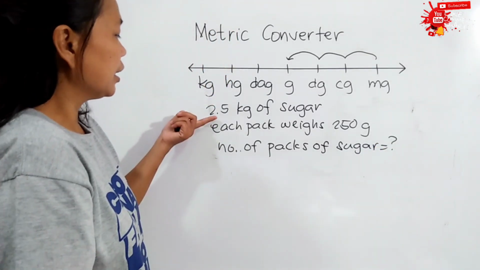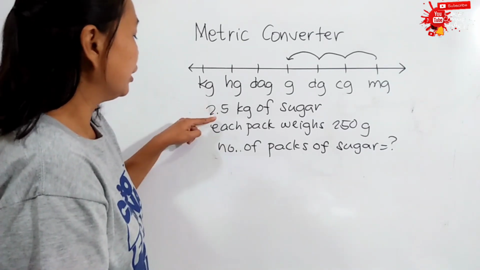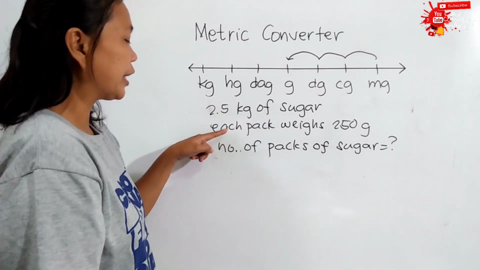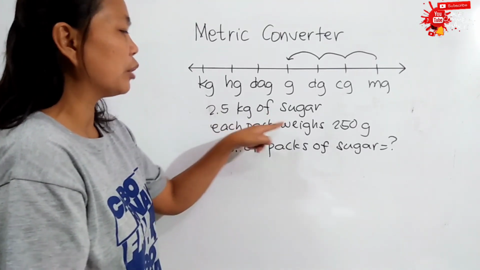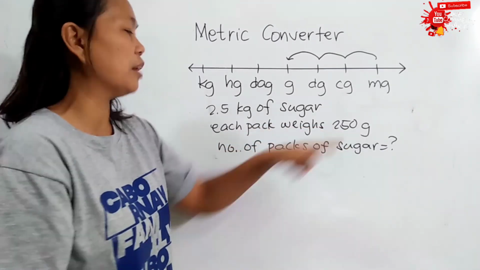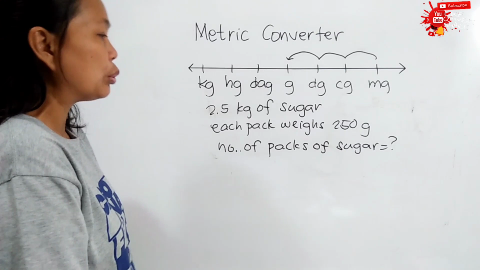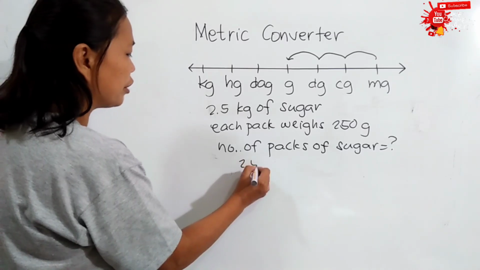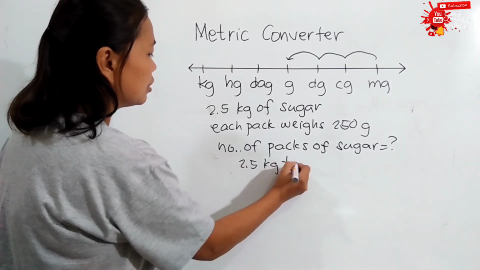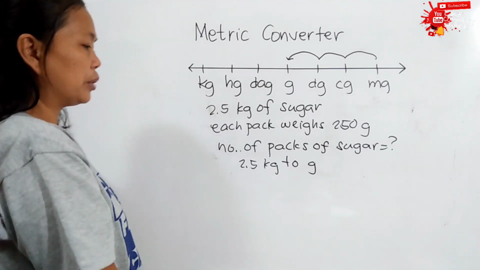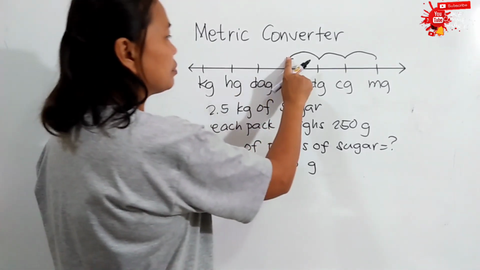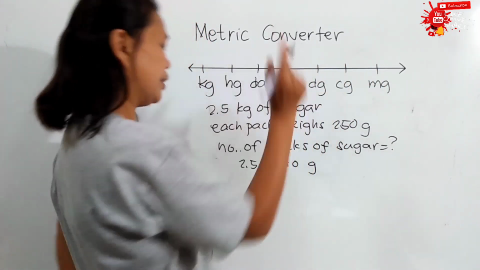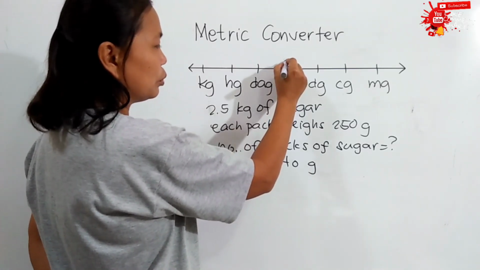So since the mother needs to have 2.5 kilograms of sugar, and the store only has packs that weigh 250 grams, it means that we need to change 2.5 kilograms to grams. So we have 2.5 kilograms to grams. Okay? So let us count the number of spaces from kilogram to gram. So let us move from kilogram to gram.